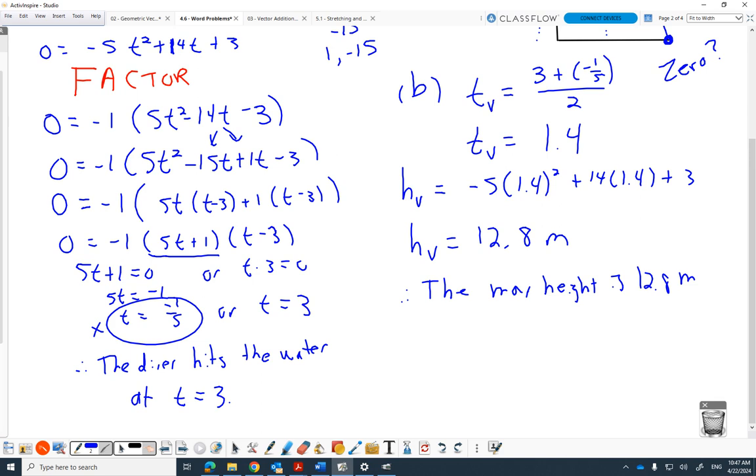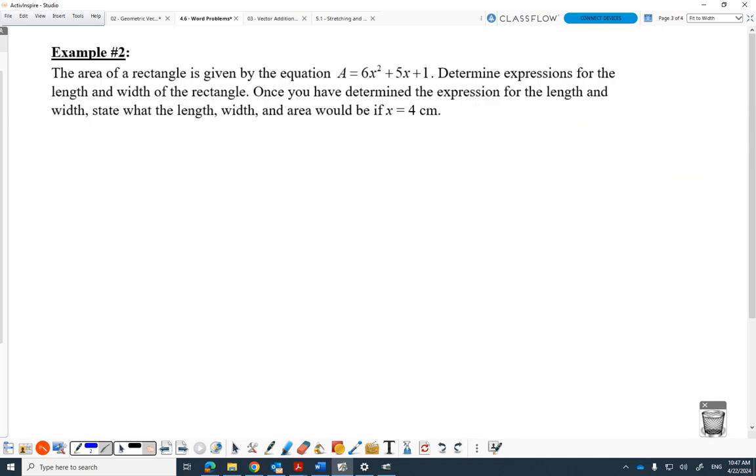Questions there? More time? The area of a rectangle is given by the equation A equals 6x squared plus 5x plus 1. What? How can that be? What's the equation for area of a rectangle? Straight out of grade 5. Base times height, or length times width, however you write it. So I'm going to write both.